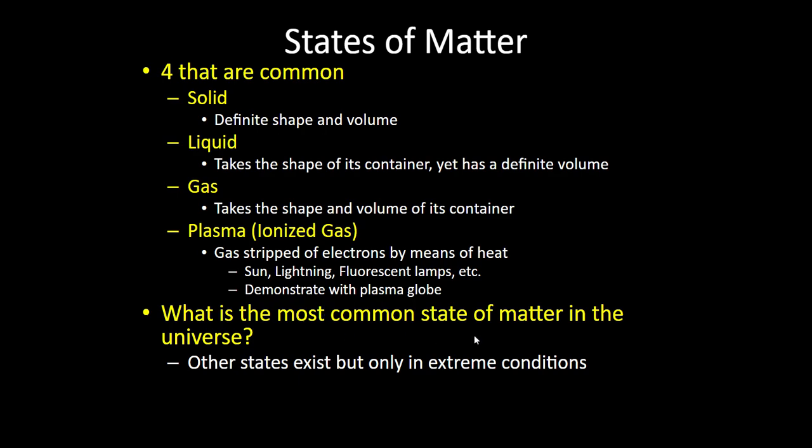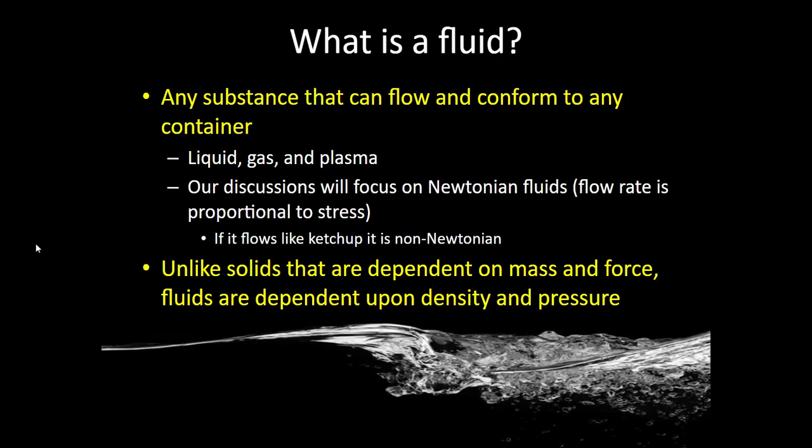What is the most common state of matter in the universe? You got solid, liquid, gas. If you're limiting yourself to Earth, then it's a different answer. But if you think all over the universe, stars is a plasma, so it's the most abundant.